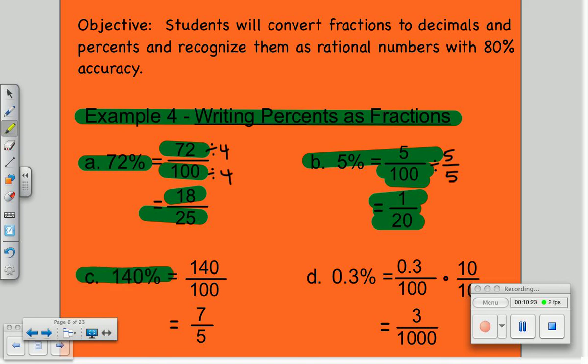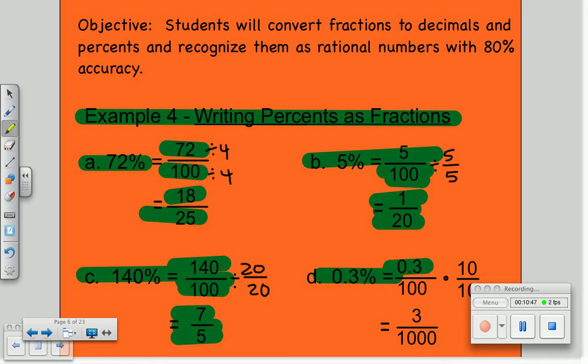140% is 140 over 100. Reduce it by dividing by 20. 140 divided by 20 is 7. And 100 divided by 20 is 5. 7 over 5.